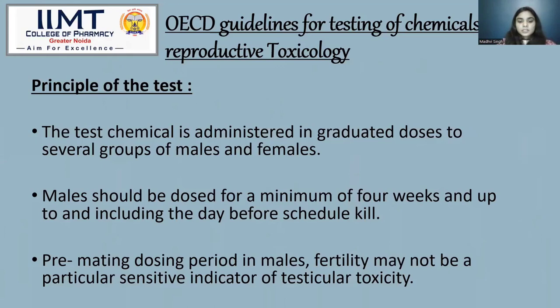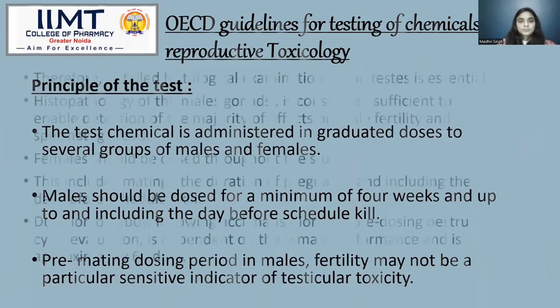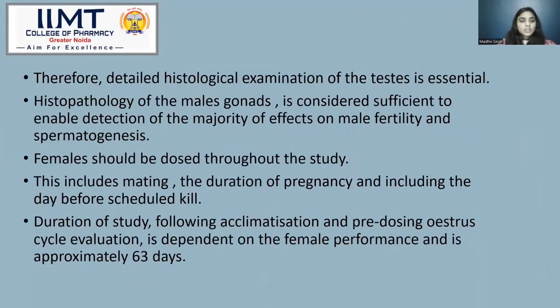Pre-mating dosing period in males: fertility may not be a particularly sensitive indicator of testicular toxicity. Therefore, detailed histological examination of the testis is essential. Histopathology of the male's gonad is considered sufficient to enable detection of the majority of effects on male fertility and spermatogenesis. Females should be dosed throughout the study.